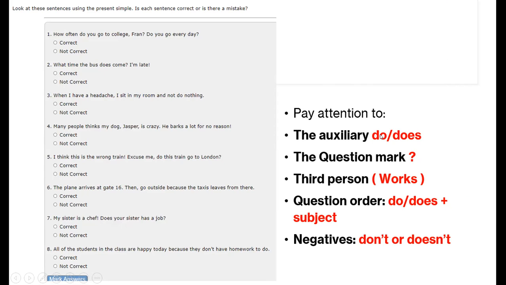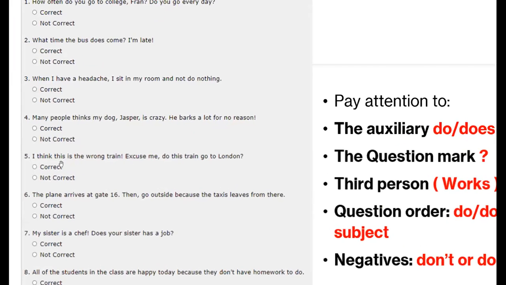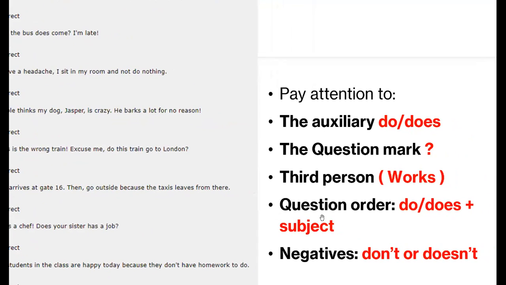Okay, so pay attention to the auxiliary, do or does. Okay? Like in this case, on number 5, I think this is wrong train. Excuse me, do this train go to London? In questions, all right? And in negative statements, you have to pay attention to the auxiliary, right?